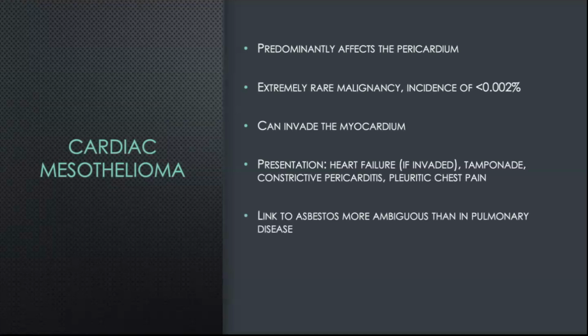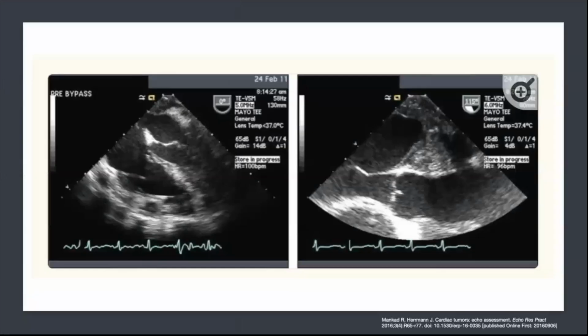It's linked to asbestos, which is what you think about with lung cancer, but the association is more ambiguous, less than with pulmonary mesothelioma. And its mean survival, unfortunately, is 2 to 6 months. So this is an example of a cardiac mesothelioma from Mayo Clinic, and what you can see here is that there is a big tumor here that's sort of sitting outside the heart. When you look inside the heart, you can't really see it as well here. So I think that's what we're trying to show.